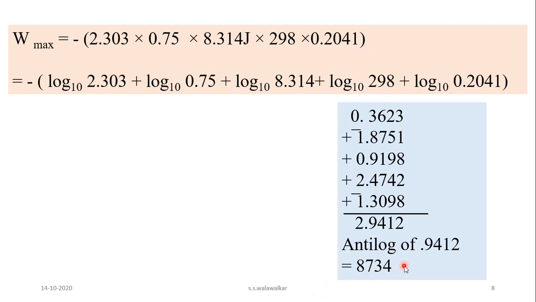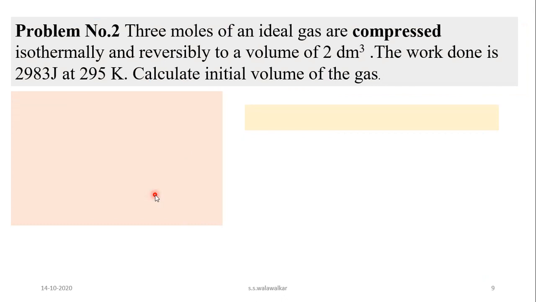8734. So characteristic is 2. Therefore, here W maximum is equal to minus, the sign minus remains as it is, minus antilog of 0.9412, which is 873.4. As characteristic is 2, you have to place the decimal here. So minus 873.4 joules. So this is the maximum work of expansion.